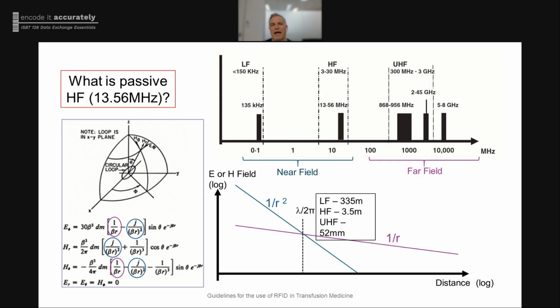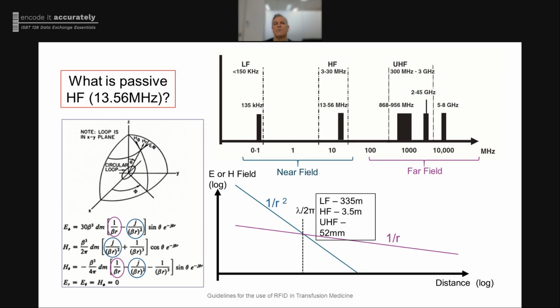The physics associated with the different frequencies results in very different physical characteristics. The key difference is that the LF and HF systems operate in the near field, whereas UHF systems operate in the far field. So what does this mean?